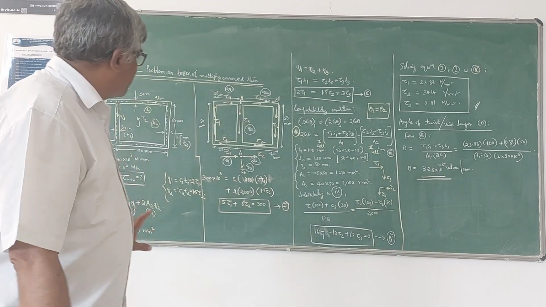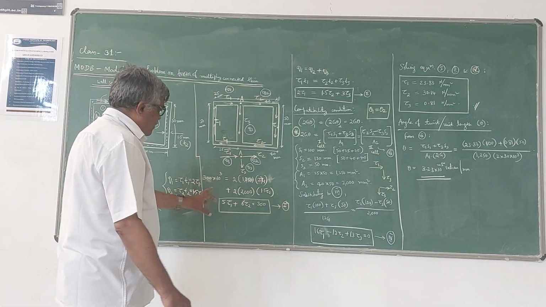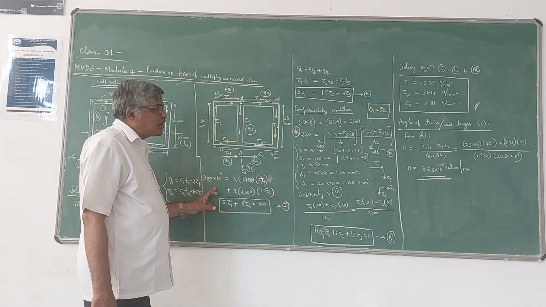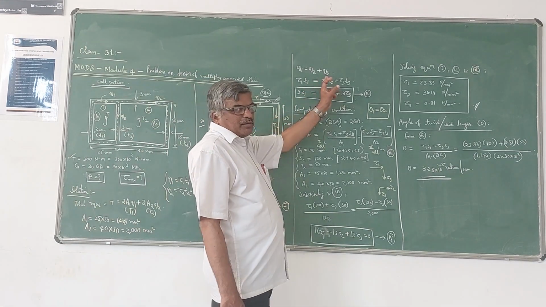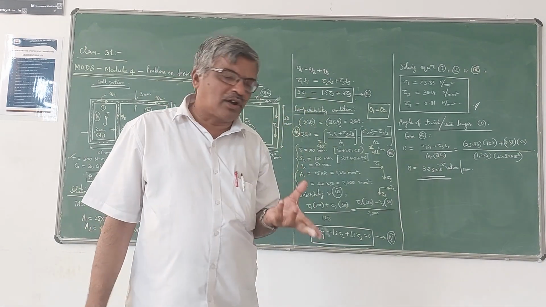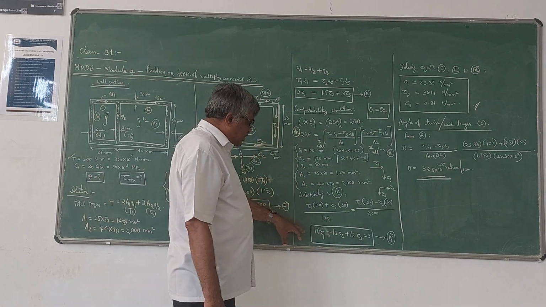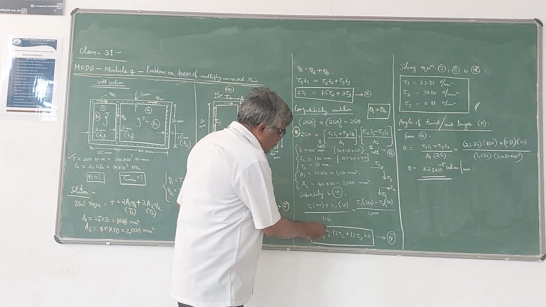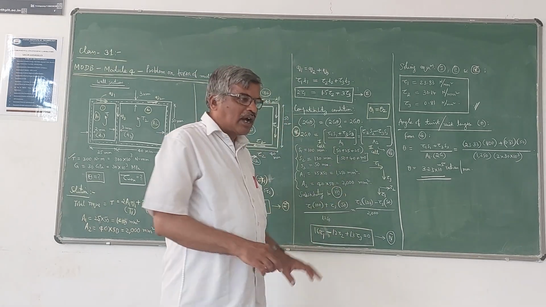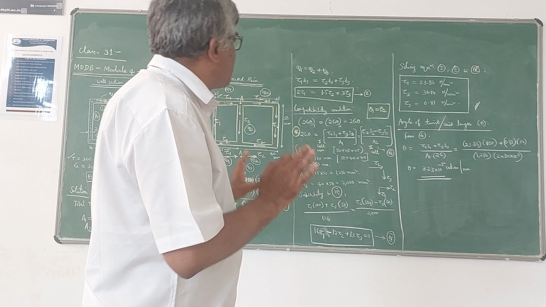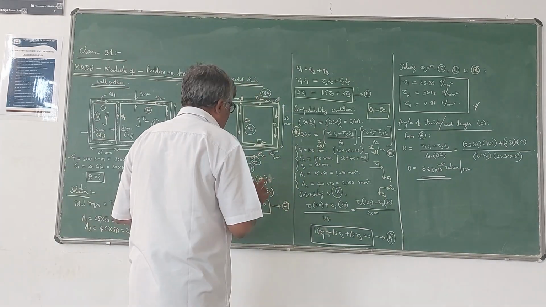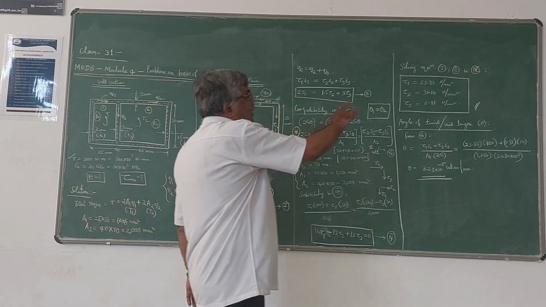So these two equations we already have, one from the torsion expression, another from the shear flow expression. This is the third equation, from the compatibility condition. So now you have three equations and three unknowns, tau 1, tau 2, tau 3, so you can solve those three.